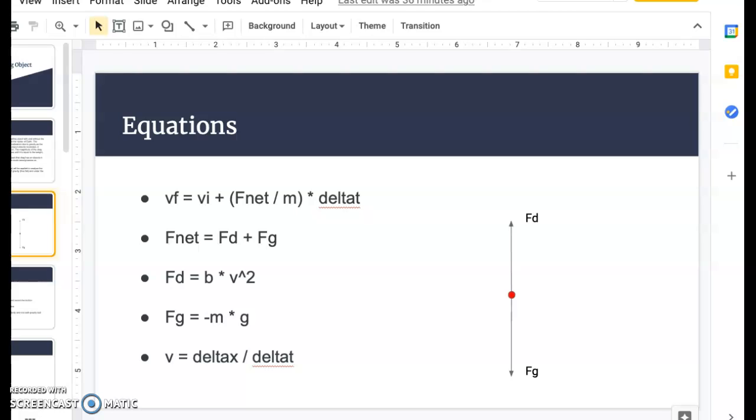The F net is not constant in this case and includes both drag and gravity, which is shown in the free body diagram to the right. The gravity and drag forces are opposite. The drag force formula is B times velocity squared, where B is a constant. The gravitational force formula is negative m times g, where g is also a constant, which is 9.8 meters per second squared on Earth.